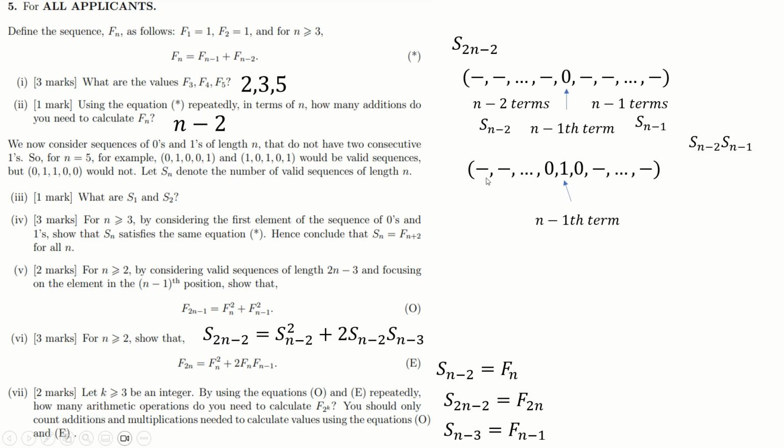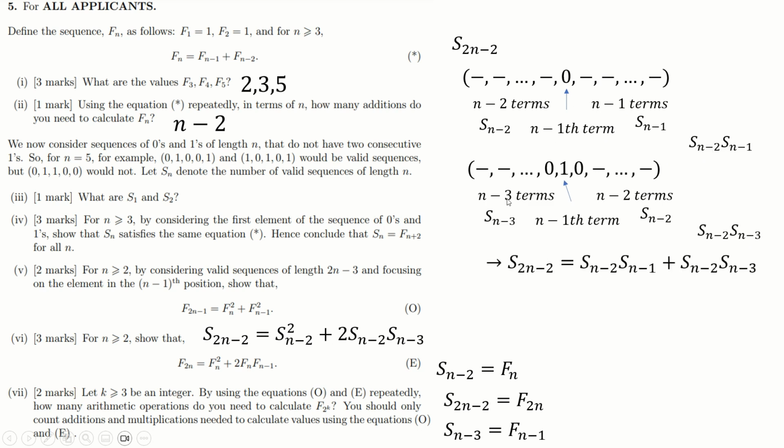So there are only going to be n minus 3 terms left over here and n minus 2 terms left over there, times the combinations to do those things together, and you get this. And now, therefore, we have S(2n minus 2) equals this plus this, because those are the two things we have to add to make all of the different combinations here.